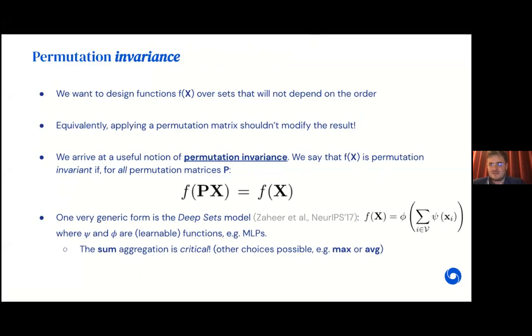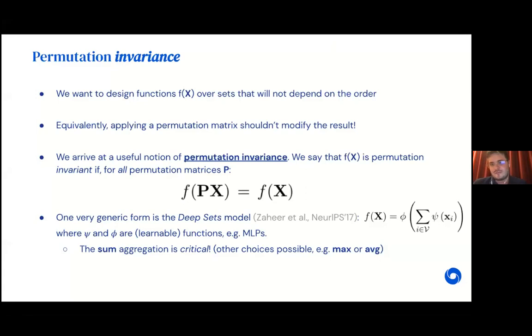And now that I have the notion of a group action for permutation, I can invoke the blueprint pretty much directly. So I want to design functions like neural networks f over these unordered sets of nodes that will not depend on the order. What does this equivalently mean? If I apply a permutation matrix, that shouldn't modify the result. So this gives us a useful notion of permutation invariance. And we say that our function f of X is permutation invariant if no matter what permutation matrix P I choose, it doesn't matter if I apply it to the input, the output is still the same.